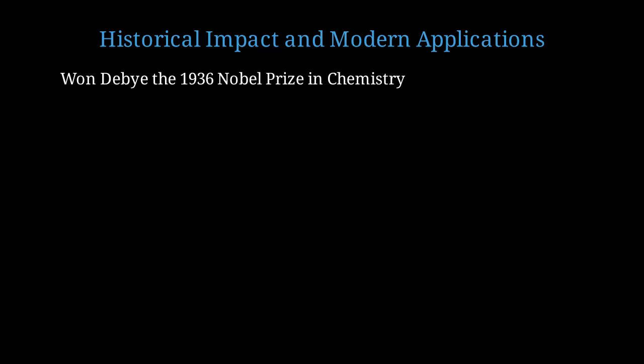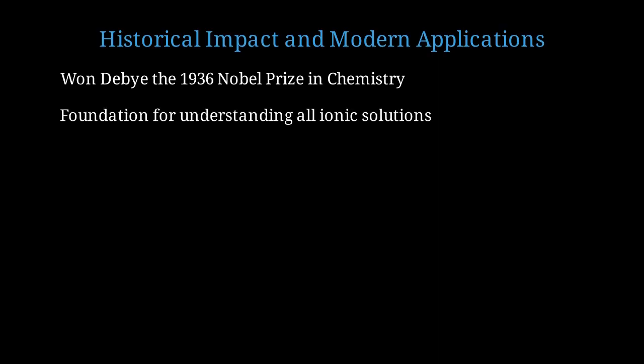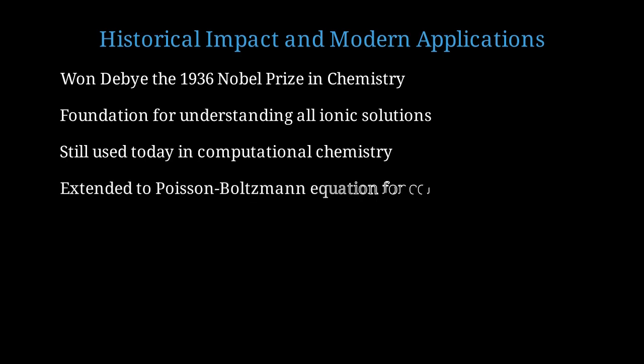The Debye-Hückel theory was a landmark achievement that transformed physical chemistry. This work was so important that it won Peter Debye the 1936 Nobel Prize in Chemistry. It became the foundation for understanding all ionic solutions, from seawater to biological fluids to industrial processes. The theory is still used today in computational chemistry and biochemistry to model electrostatic interactions in complex systems. The ideas have been extended to the Poisson-Boltzmann equation, which handles more complex geometries like proteins and membranes.